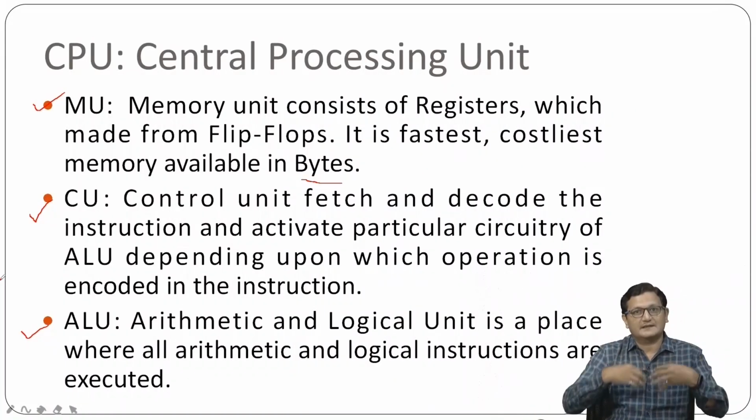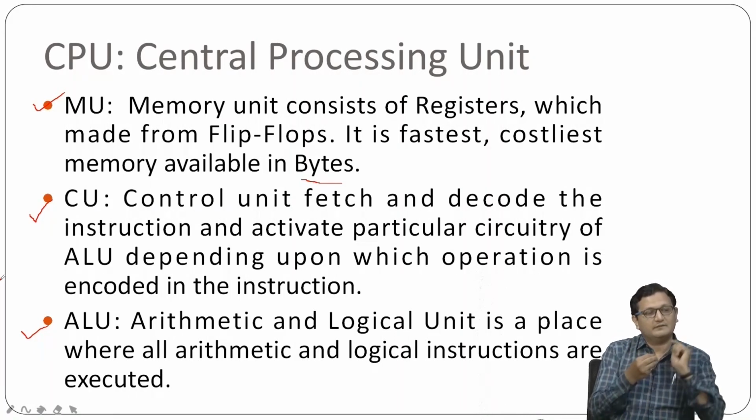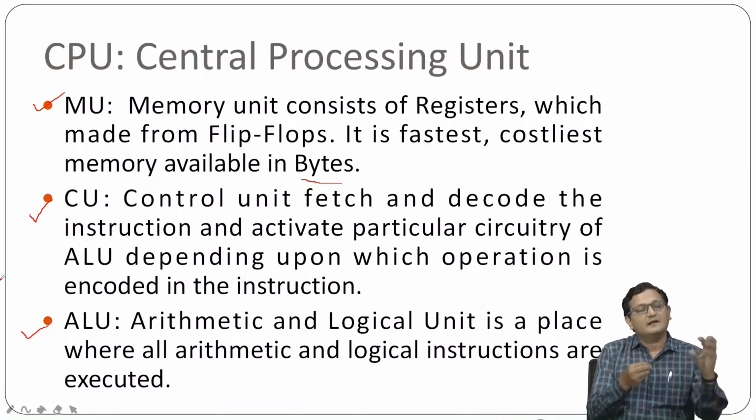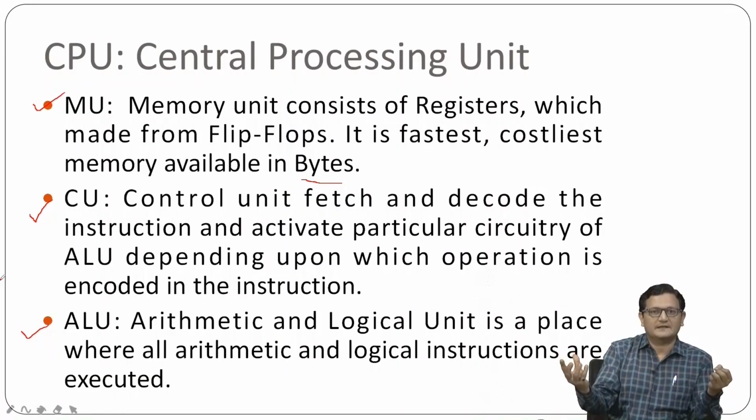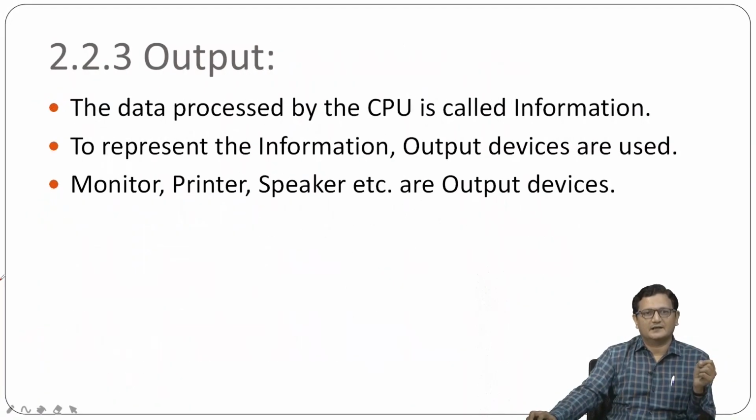Whenever an instruction comes, the control unit will see, yes, here addition has to be done. So the control unit will send a signal to the adder. The adder will be activated, and then the control unit will pass the data. So the adder will produce the addition of those two numbers, right? The ALU has a lot of circuitries, but at what time which circuitry has to be run or executed, that decision is taken by the control unit.